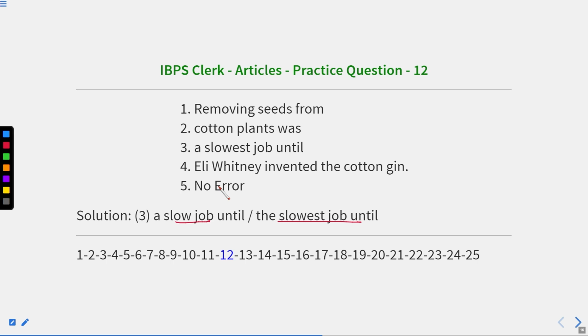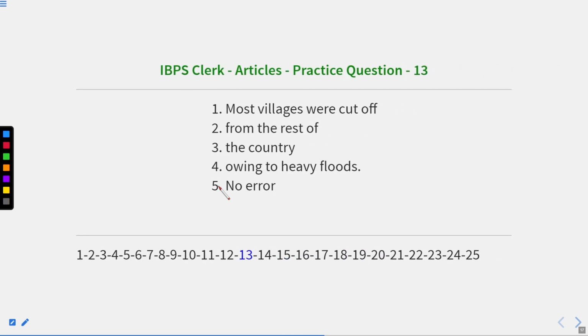Now let us move to question number 30. Most villages were cut off from the rest of the country owing to heavy floods. Again, we are talking about many villages, so it can be "most of the villages," because we are talking about a number of villages. Suppose there are 20 villages, and if we say "most of the," it means the extreme number of them. So "most of the" means a large amount of those. So here the answer is "most of the villages."